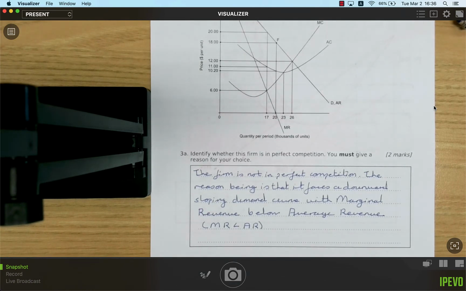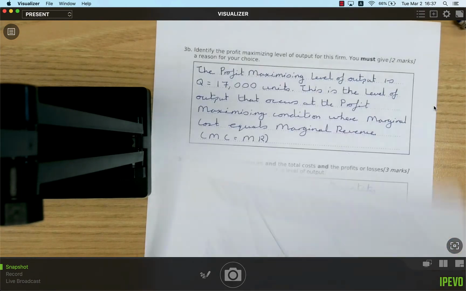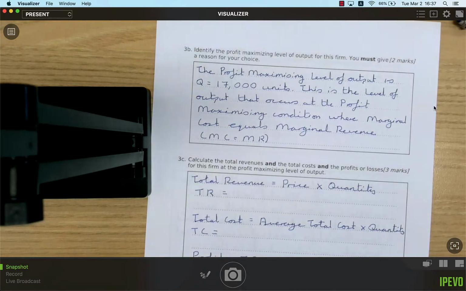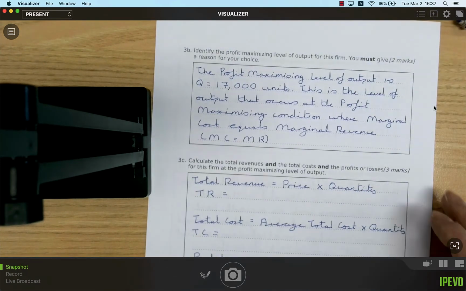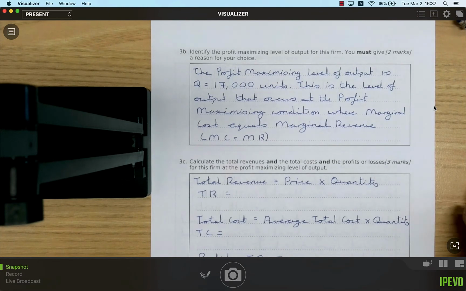Well, the firm is not in perfect competition. The reason being is that it faces a downward sloping demand curve with marginal revenue below average revenue. That's it. Okay, the demand curve's downward sloping. Can't be perfectly competitive, it just can't happen. Now, the next thing that we have here, motoring along, good stuff, making great progress. Identify the profit maximizing level of output for this firm. You must give a reason for your answer. They're looking for a lot of reasons here now, lads.